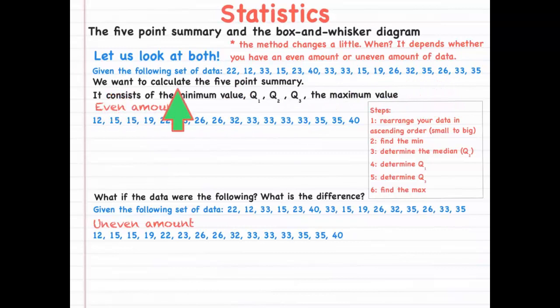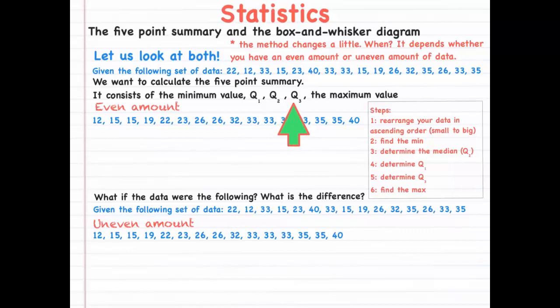Now, we want to calculate the 5-point summary, which consists of the minimum value, Q1, which we call the lower quartile, and it has another name, which we can also say the first quartile. Then we have Q2, which is either the second quartile or the other name is the median. Now, you remember from before what the median is? It's the value right in the middle of our data set, right? And then we have Q3, which is our upper quartile, and the other name for it is our third quartile.